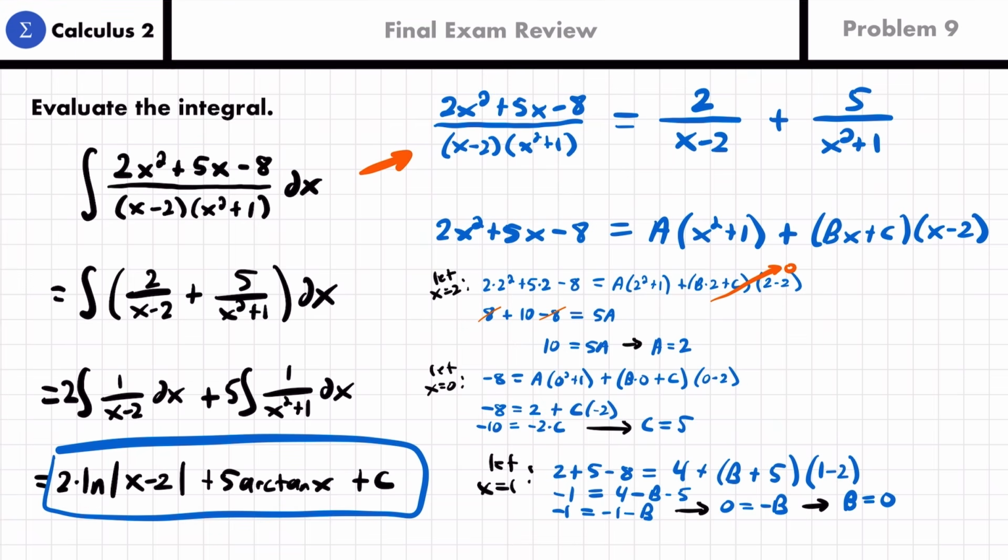Okay, and so as we would expect with these partial fraction decomposition integrals, the hardest part is usually the algebra involved with the partial fractions. Once you actually get those partial fractions, the calculus part is usually not too bad. But that's it for this problem. Let's move on to the next one.